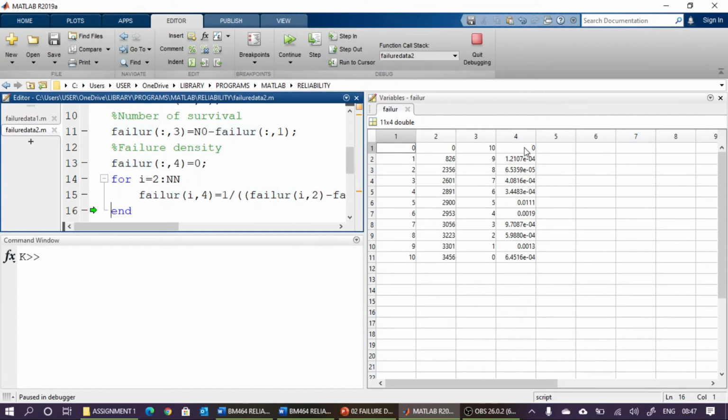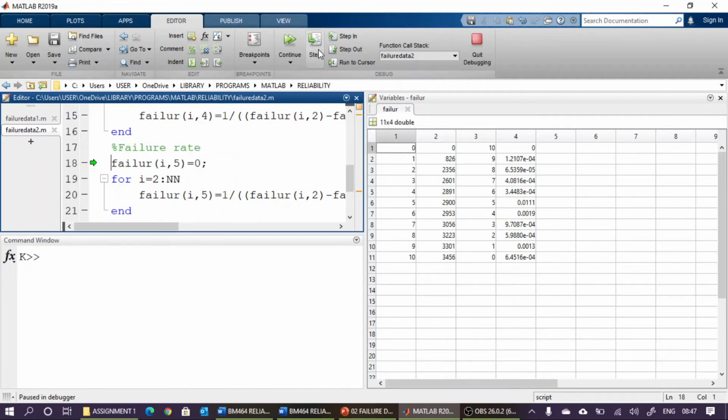So you can see that it is increasing initially, then it is again decreasing, then again it is increasing. So it has an irregular pattern. This is actually due to the data. We have a small number of components tested. So that is a problem of this type of data.